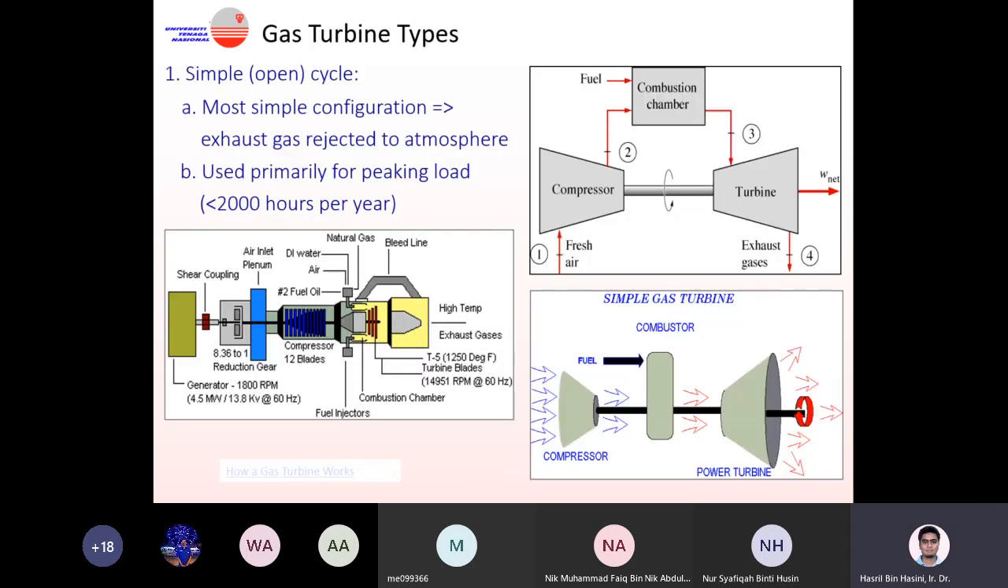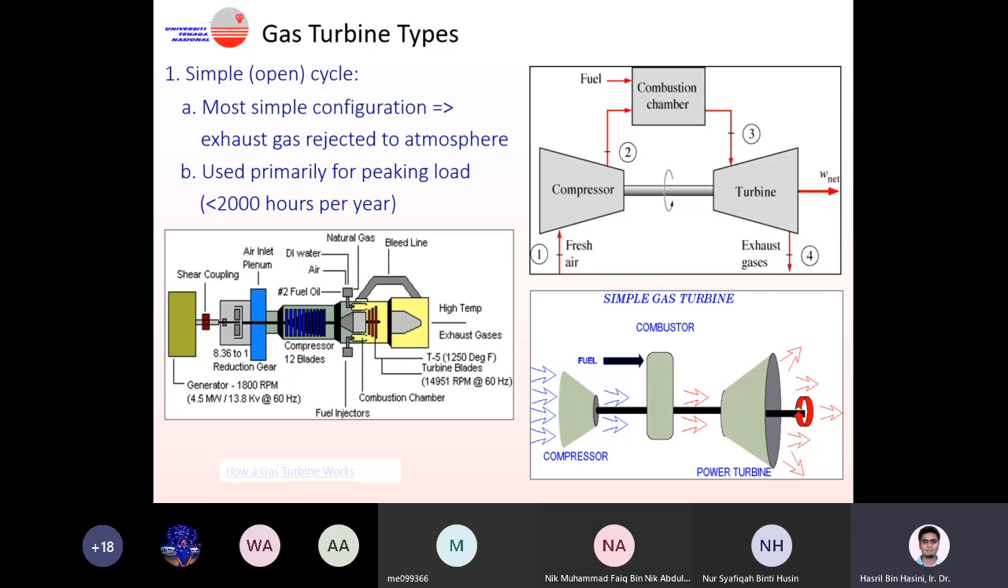Okay, let's have a look here at the two types of power plant that we have. When you talk about gas turbine power plants in Malaysia, under the gas turbine we have two types of plant which utilize the gas turbine. One is the open cycle, the other one is the combined cycle.